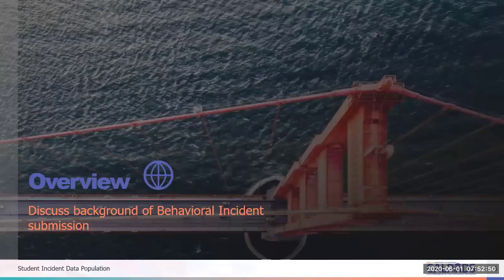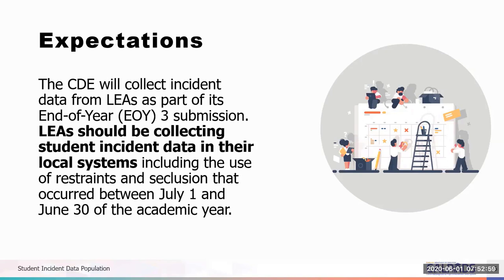So let's start with the overview and discuss the background of behavioral incidents. So what are the expectations? The CDE will collect incident data from LEAs as part of the end of year 3 submission. LEAs should be collecting student incident data ongoing in their local student information systems throughout the year. This includes the use of restraints and seclusions that occurred between July 1st and June 30th of the academic year.